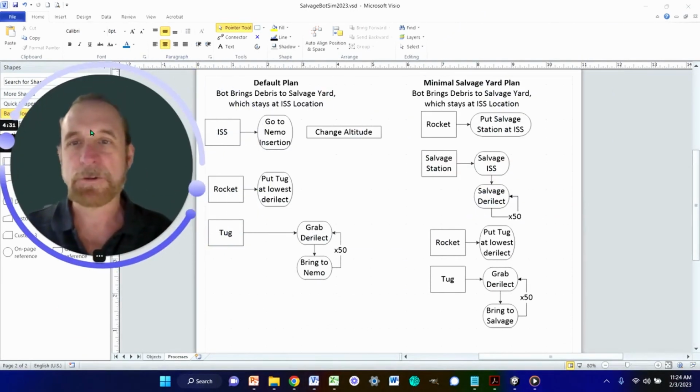So we have this model. We want to compare two scenarios. The first one is a default plan to deorbit the ISS by crashing it into the most remote location in the ocean called Nemo. And once that is done, there's also very large debris that would also need to be brought to the same location.